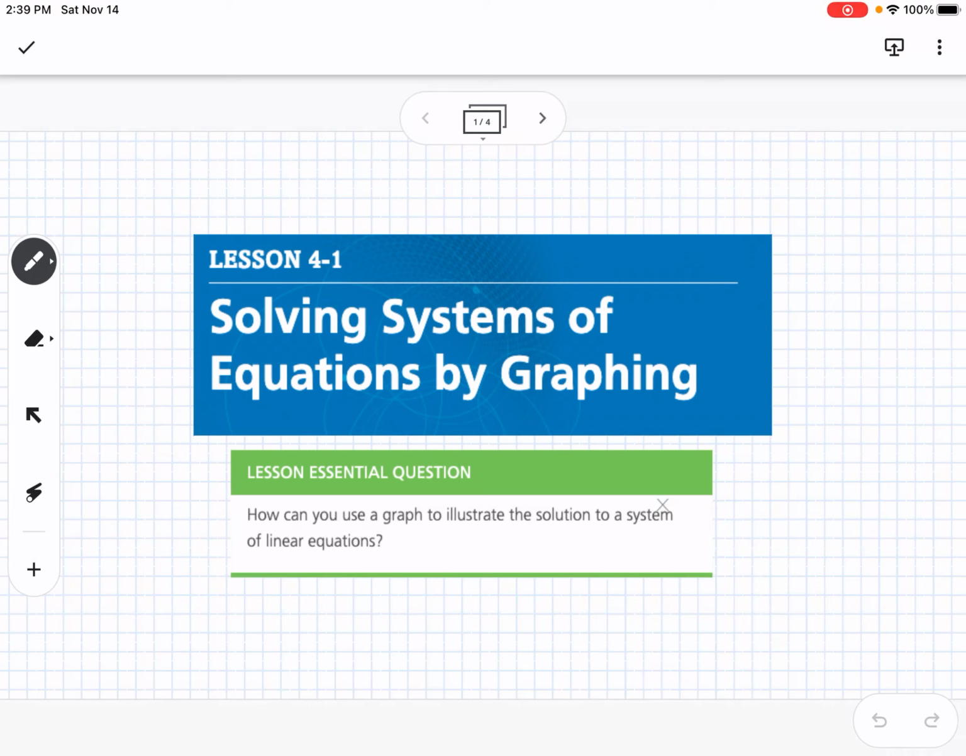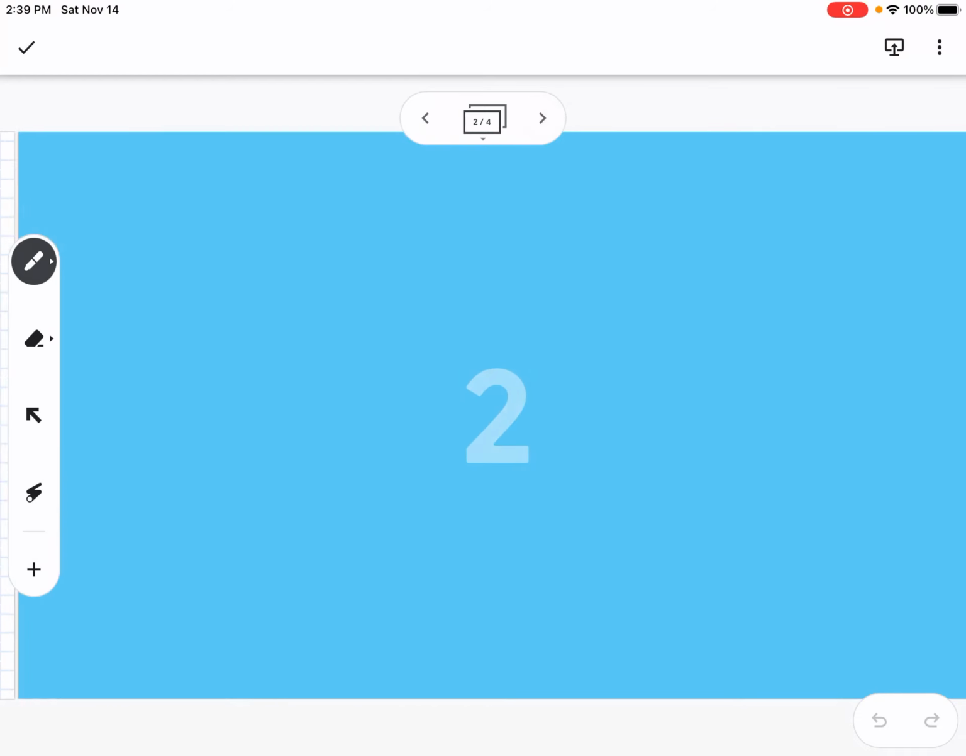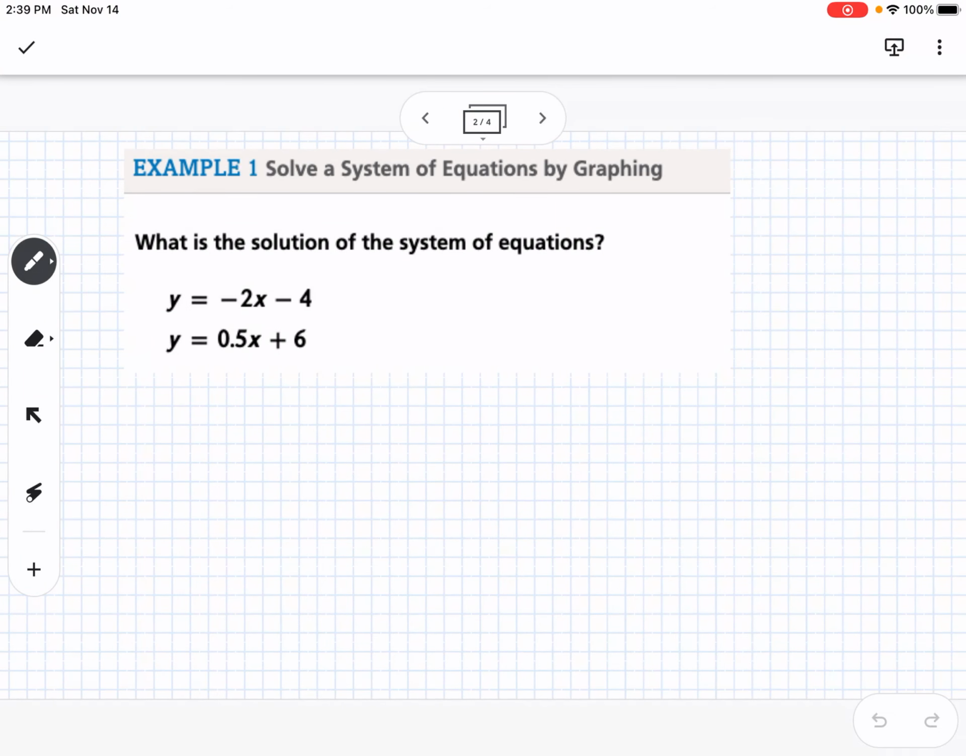This is lesson 4.1, which is solving systems of equations by graphing. Our essential question is, how can you use a graph to illustrate the solution to a system of linear equations? So our first example is, what is the solution of the system of equations?